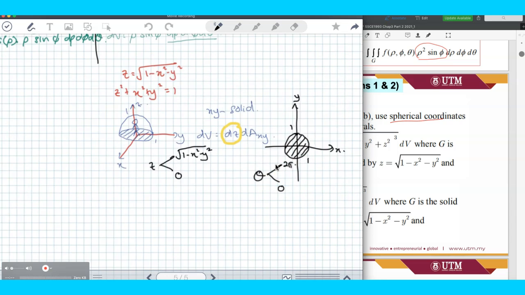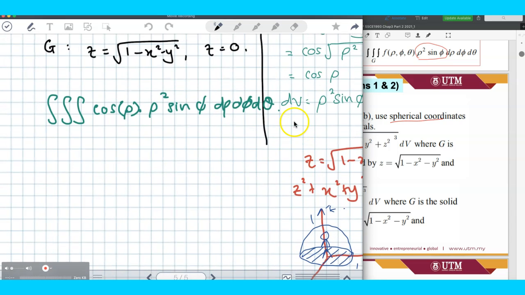Because you can see here there is a d theta, you can put the limit of theta straight away. So you have 0 to 2 pi. What else do we need? You have to have the phi and the rho.